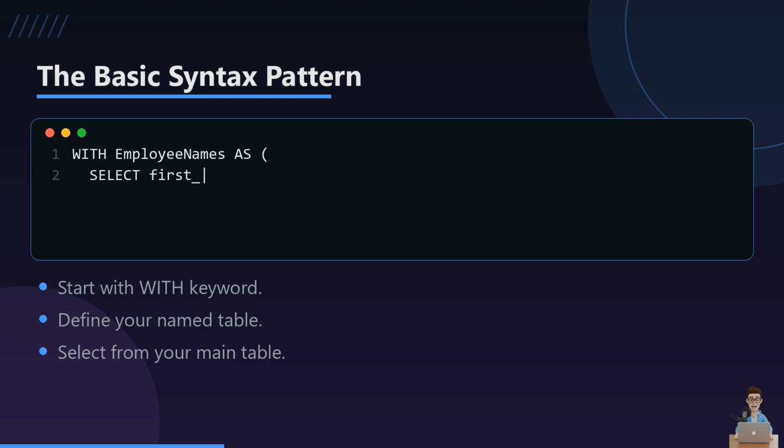Look at this code. We start with the word WITH, which is our signal that a new helper is coming up. Inside the parentheses, we define what goes into our temporary table called employee names. Finally, we select from that name just like any other table.